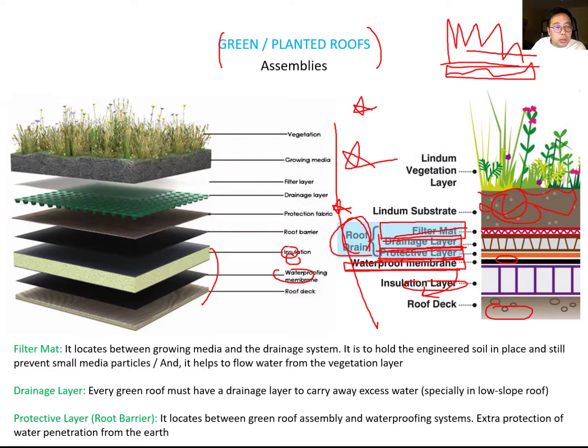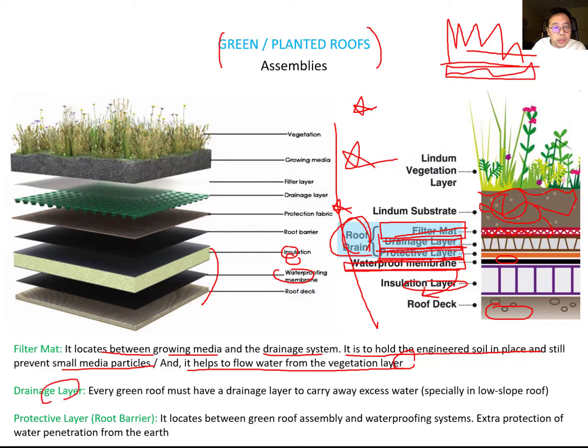So you can see the function of each one. The filter mat is below the growing media. It is located between the growing media and the drainage system. It holds the engineered soil in place, prevents small media particles from washing away, and helps water flow from the vegetation layer. We will see the filter mat in detail on the next slide.